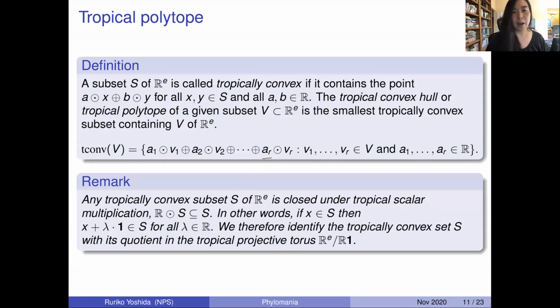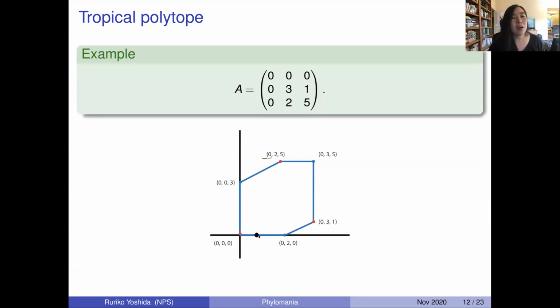So this is another example. We have 3 points. The red points are the vertices generating the convex hull: 0, 0, 0, and 0, 3, 1. Those are all vectors. I take the tropical convex hull of these 3 vertices, and this is a tropical polytope. By coincidence, in this case it is equal to the classical polytope, but it doesn't have to be. I will show you more examples later.